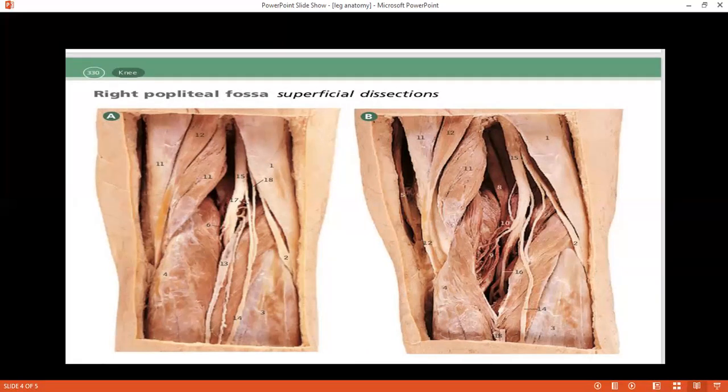Can you tell me the contents of the popliteal fossa from medial to lateral? Yes, ma'am. Superficial to deep, it would be tibial nerve, common peroneal nerve, then popliteal vein, popliteal artery. Then there are also some other nerves like the posterior cutaneous nerve of the thigh and the genicular branch of the obturator nerve, and deep inside are the popliteal lymph nodes.